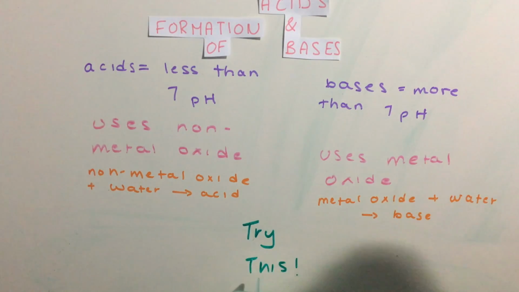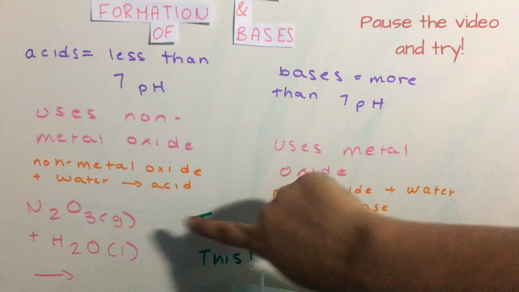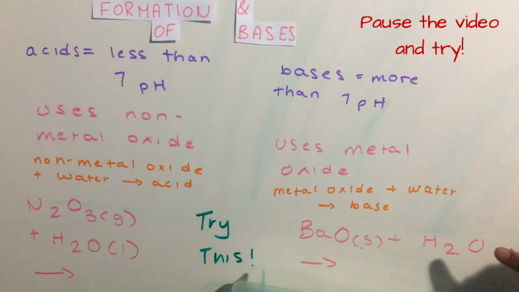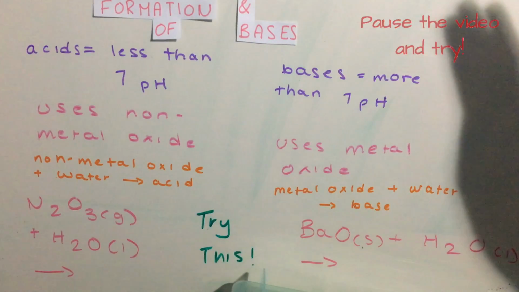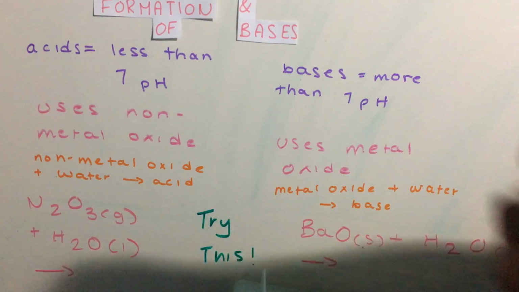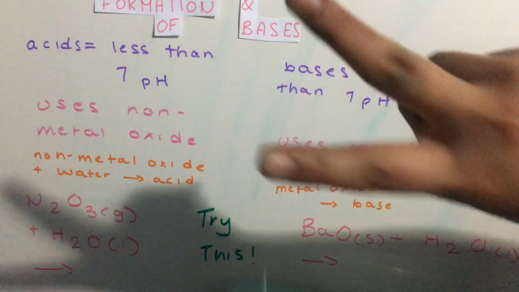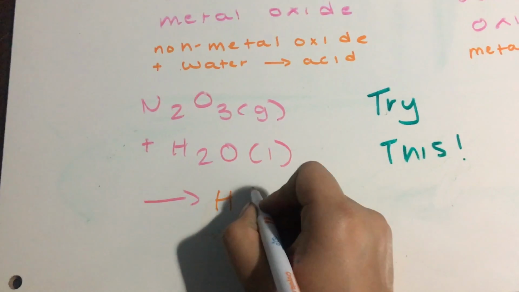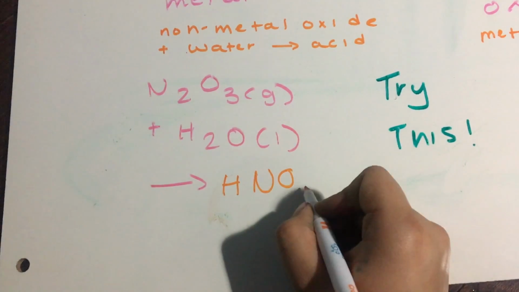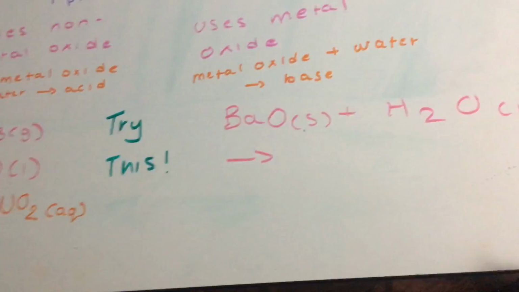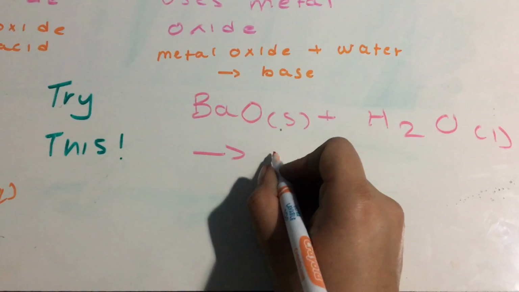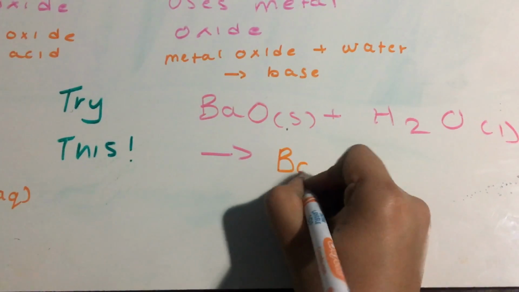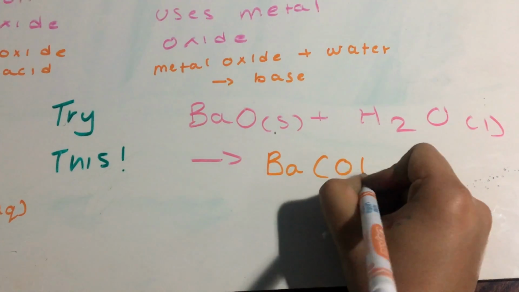Now it's your turn to try. We have one for the acids and one for the base. For the acids, the reactant is dinitrogen trioxide, and for the base we have barium oxide. So this produces nitrous acid, while this produces barium hydroxide. Therefore, it's a base.